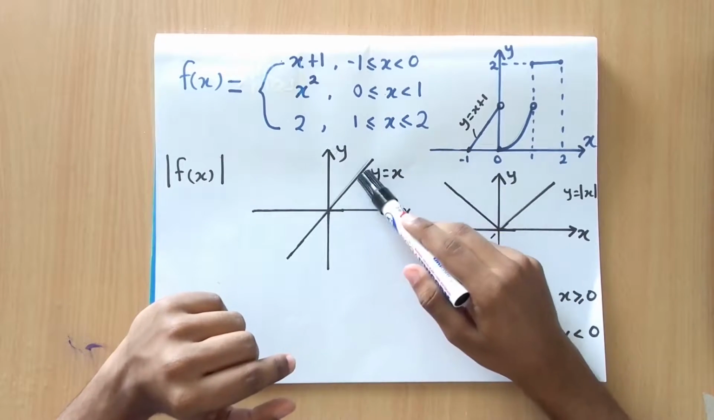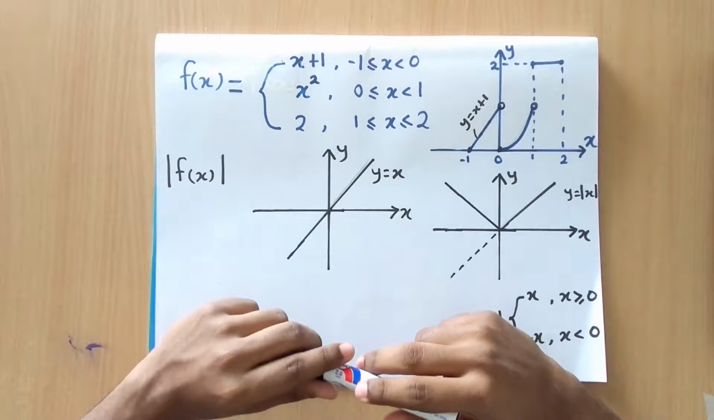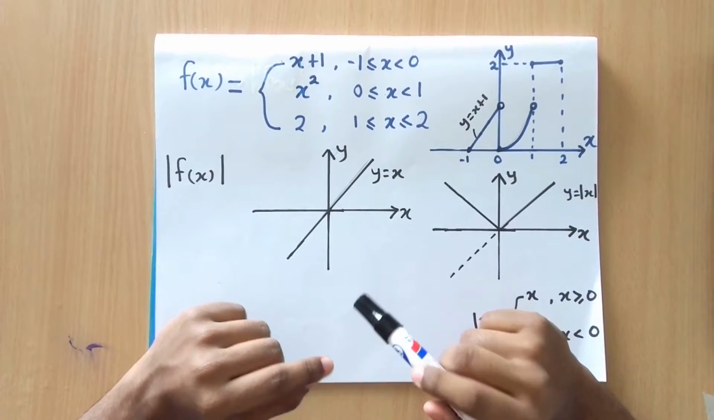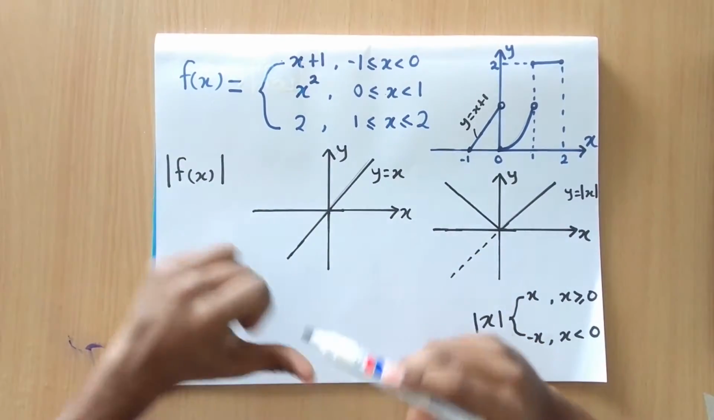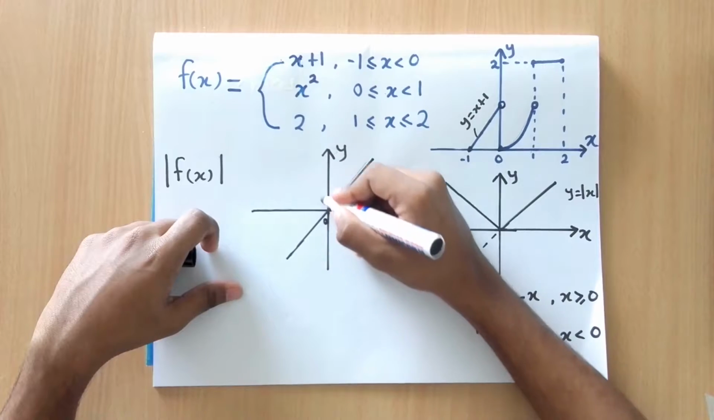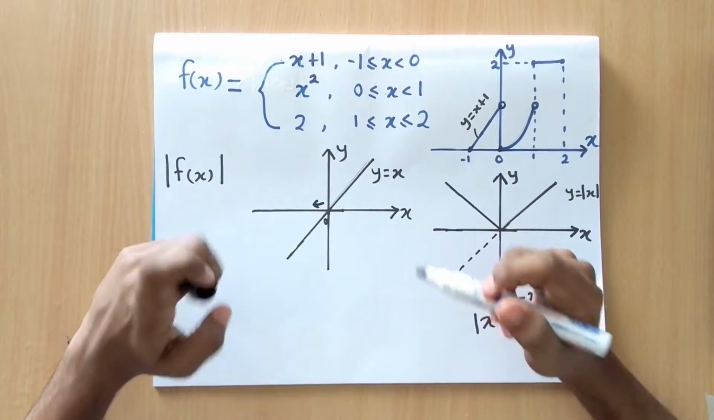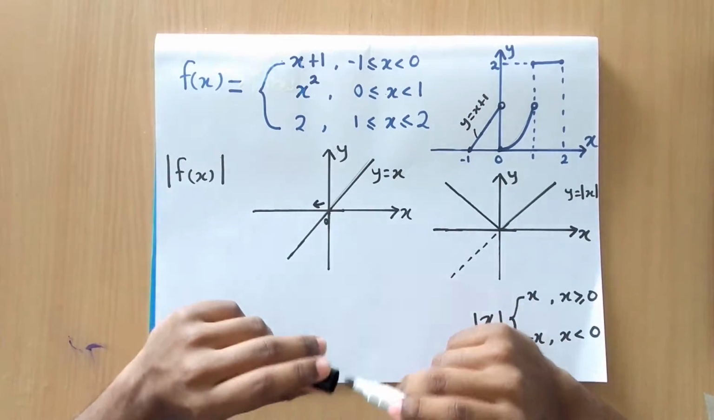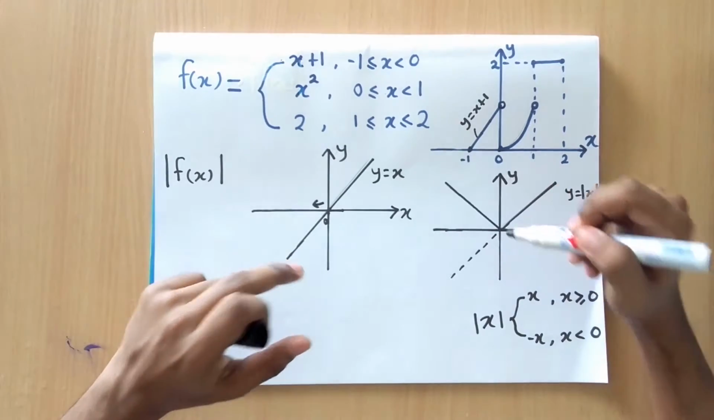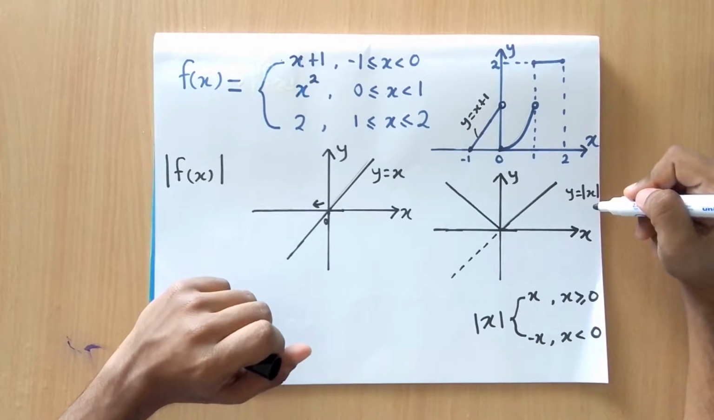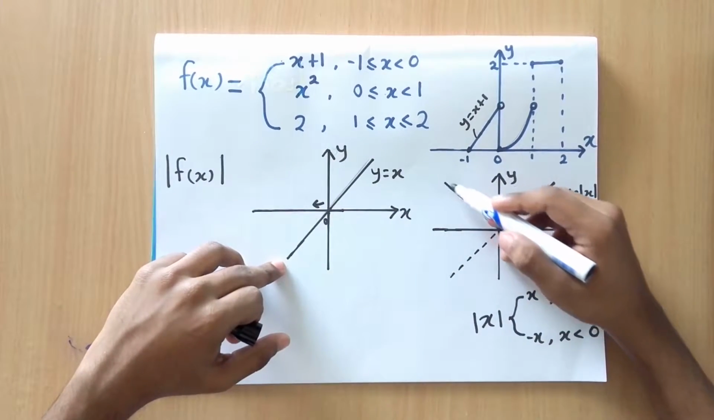Consider these graphs, y equals x and y equals modulus of x. Here you may notice that we get negative values for y, that is the range, when x is less than 0. Since the range is always positive in a modulus, when x is less than 0, the graph of y equals modulus x is the reflection of this graph. So this is how we draw it.